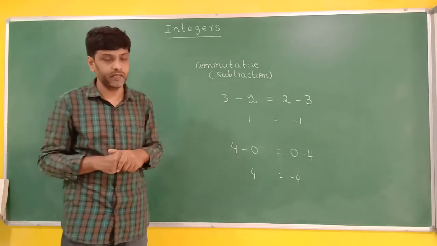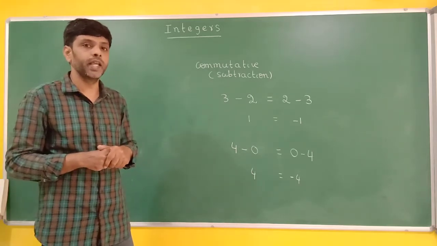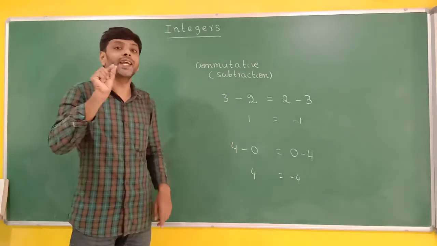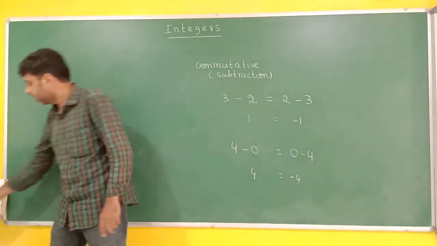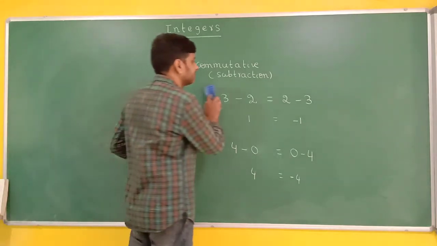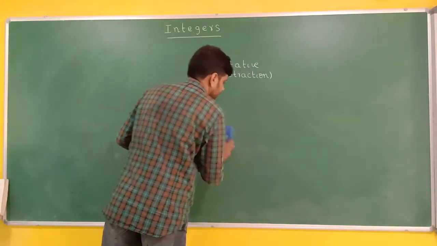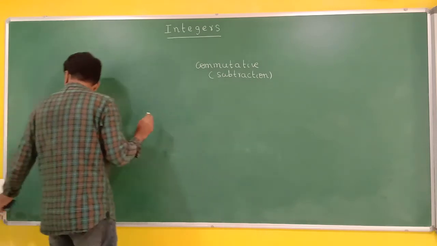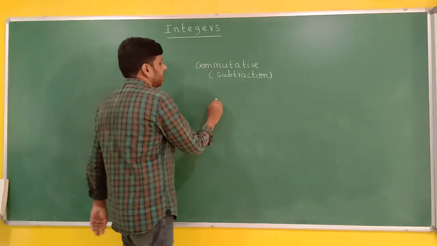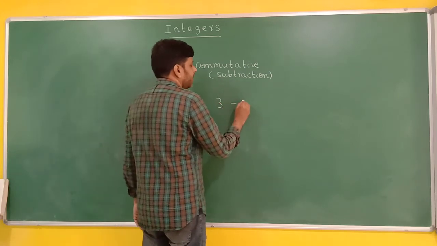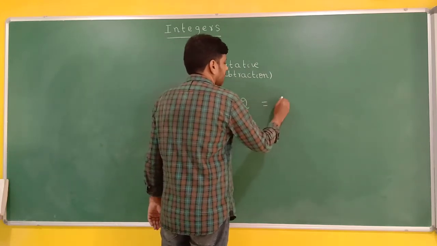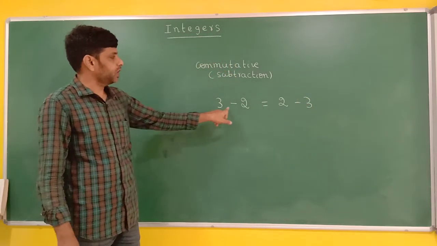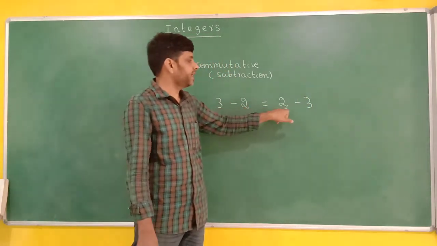Now let us check whether commutative property is true or false for subtraction of integers. I am taking two integers. Let us check whether it is true or not. See, I am taking 3 minus 2 and 2 minus 3. 3 is an integer, 2 is an integer.